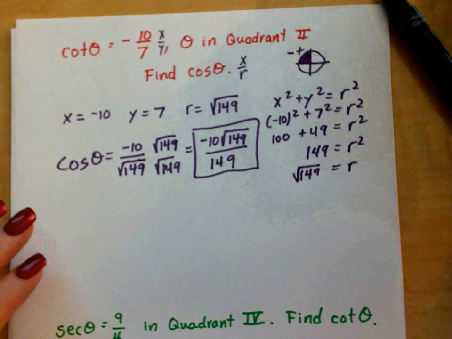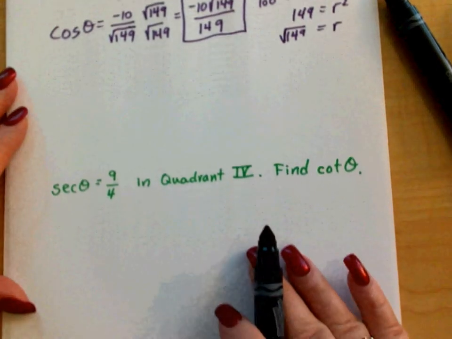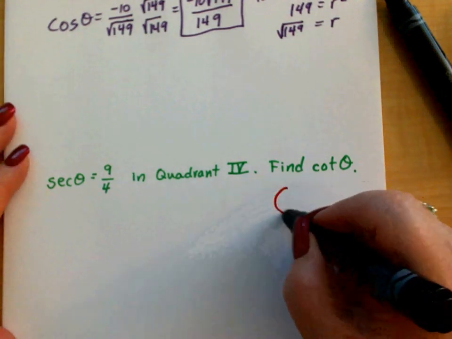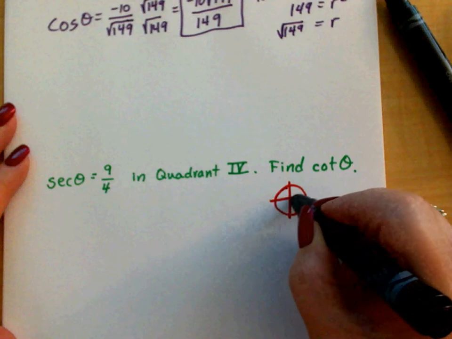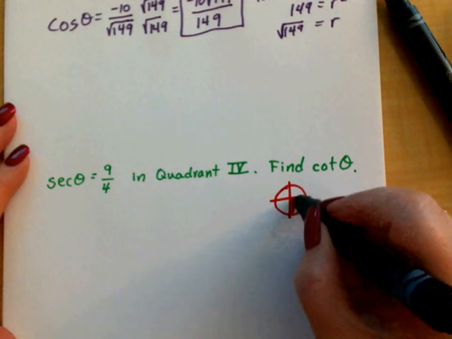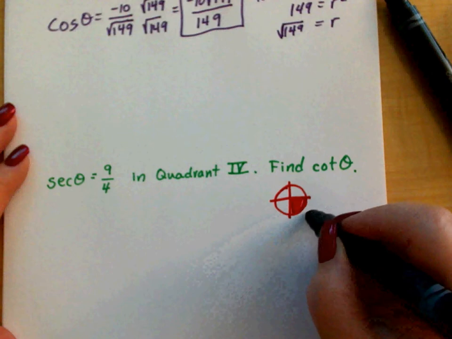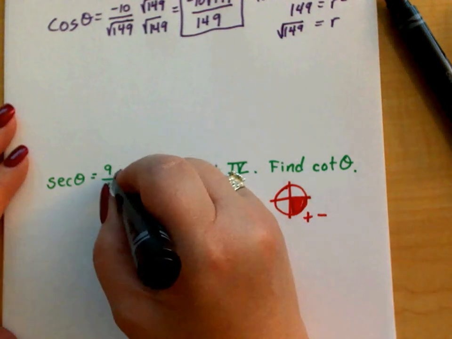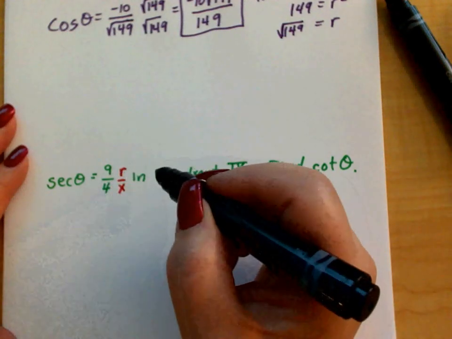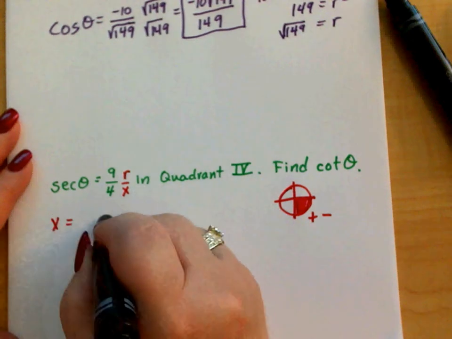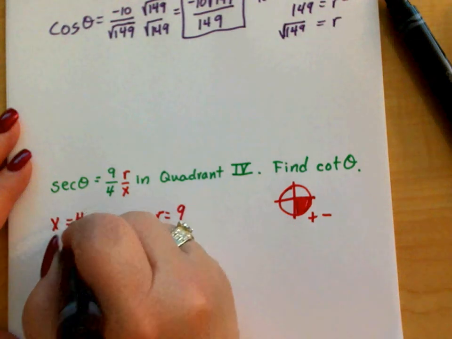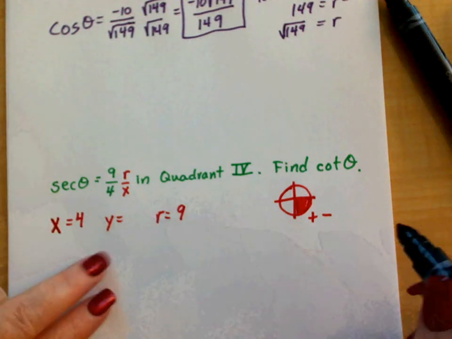All right, so let's do another one. The next problem says the secant of theta is 9 over 4, and it's in quadrant 4. So if I'm in quadrant 4, that means it's over here. And in quadrant 4, I know x's are positive, y's are negative. Secant, if you recall, is r over x. So in terms of x, y, and r, I know r would be 9, and I know x is 4. And the value that I'm missing is y.